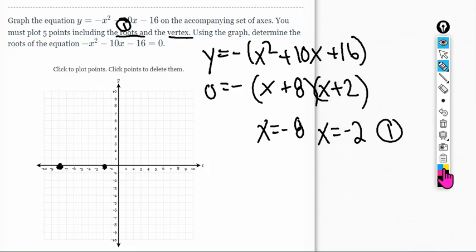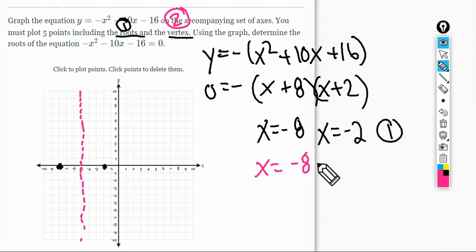Now I want the vertex. So the second thing I'm doing is finding the vertex. I prefer to do this visually because I find it to be less mentally taxing. So the vertex is at x equals negative 5, which is just adding my x-intercepts and dividing them by 2.